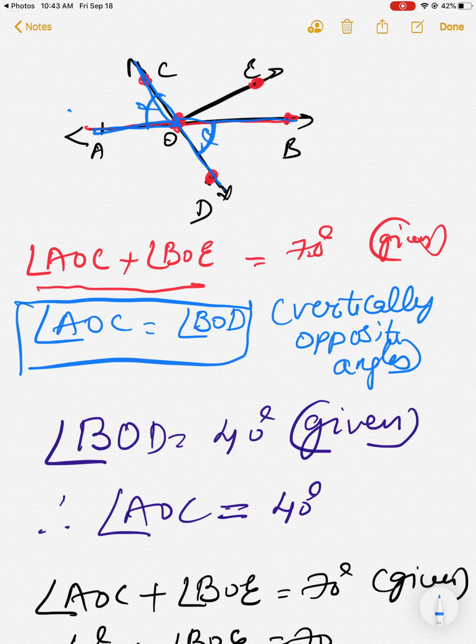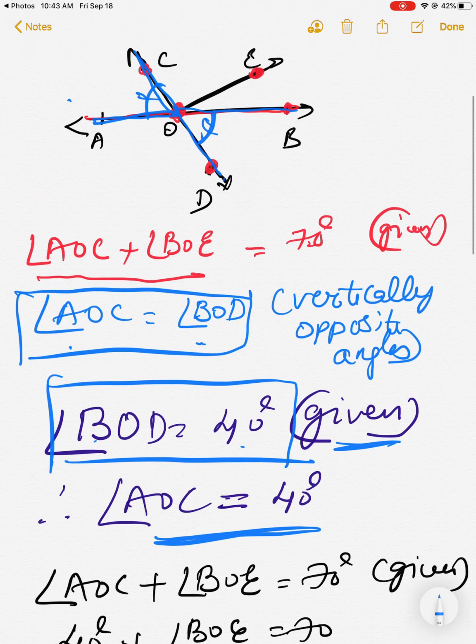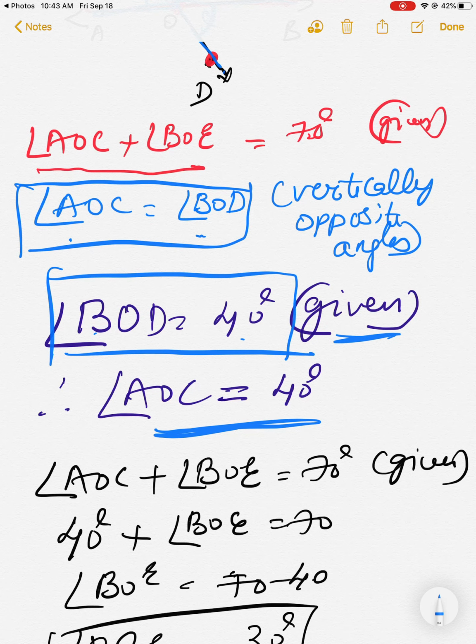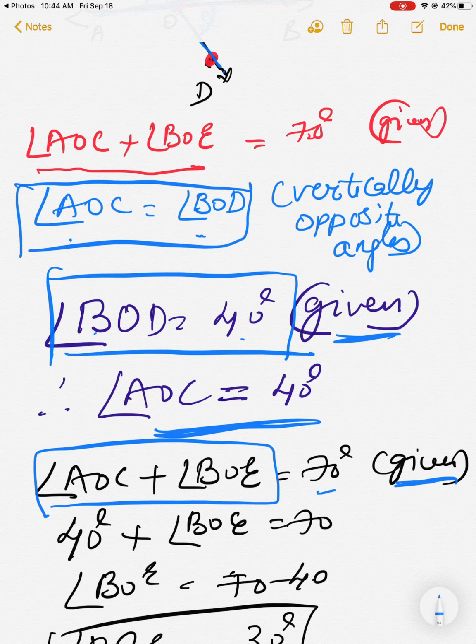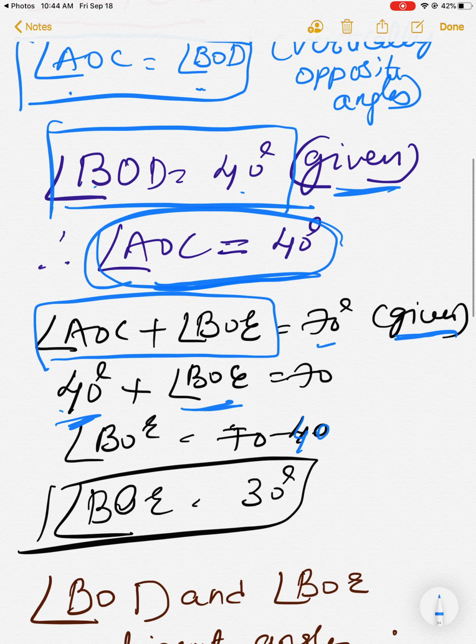One more thing is given, BOD is equal to 40 degrees. But AOC and BOD are equal. Therefore, if BOD is 40 degrees, even AOC will be 40 degrees. Next, it is given that AOC plus BOE is 70 degrees. Now we have got AOC as 40 degrees. So if you substitute the value of 40 degrees, when it goes to this side, 70 minus 40, BOE is equal to 30.